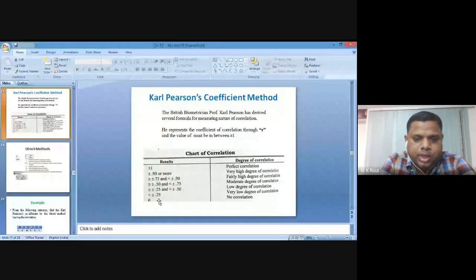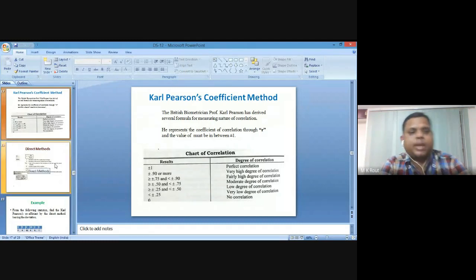So it is my advice that you write the first, that is positive or negative 1, plus minus 1, which represents perfect correlation, and the last one is 0, which represents no correlation. Clear? The rest will not be of use. The first one and the last one will be useful. Clear? Moving to the next one.